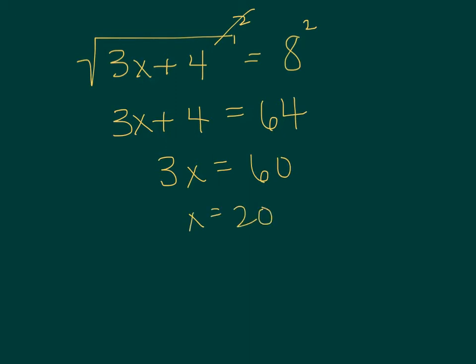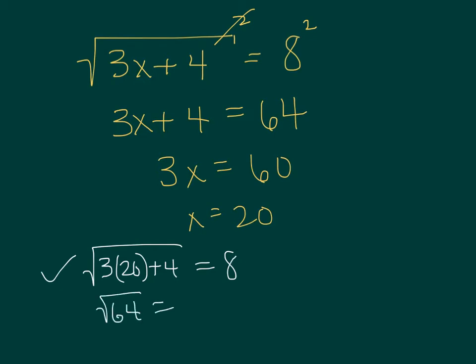Now we actually need to check that 20 and make sure that it's not extraneous for whatever reason. The way that we do that is we go back into the original problem, and instead of 3 times x, we now know what x is. It's 20, and you check it. So 3 times 20 is 60, 60 plus 4 is 64, and yes, the square root of 64 is 8. Therefore, x equals 20, and that is our solution.